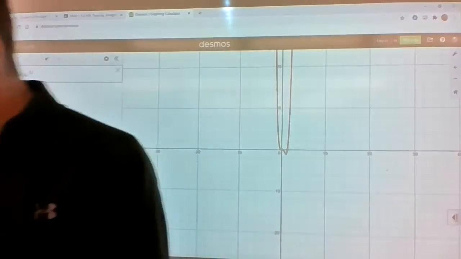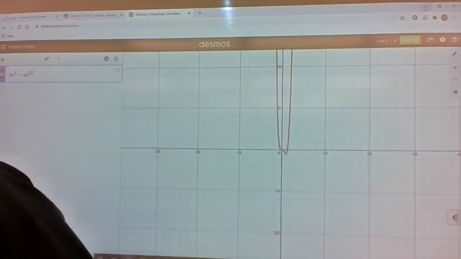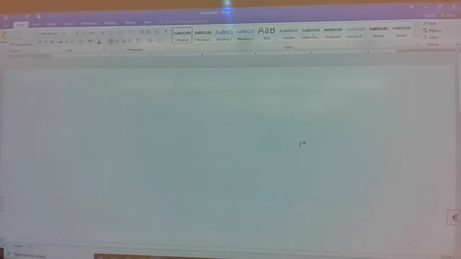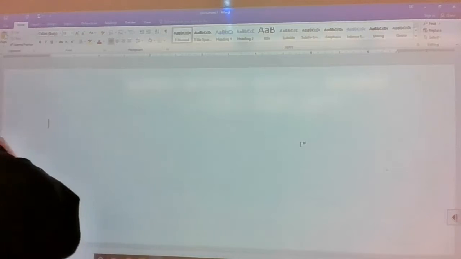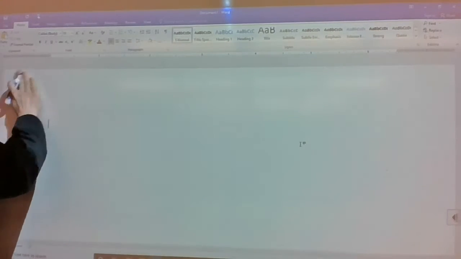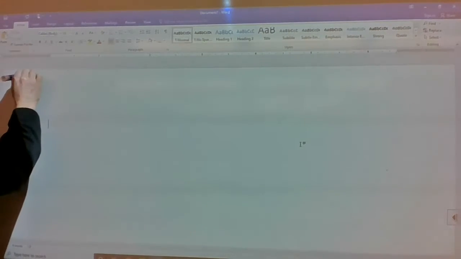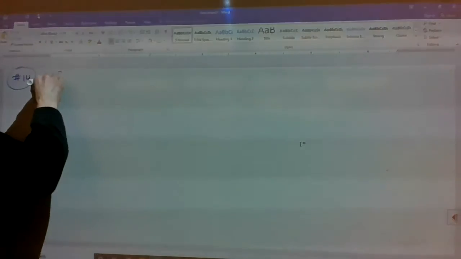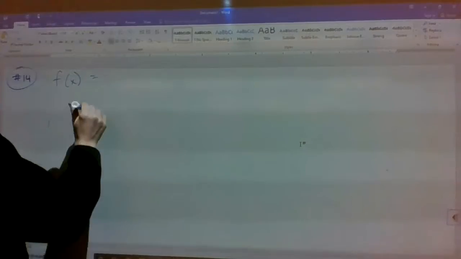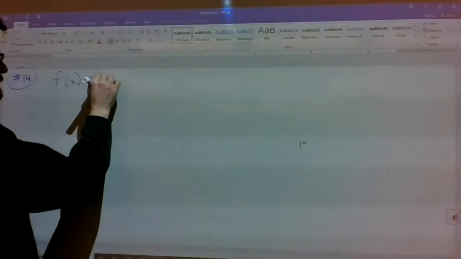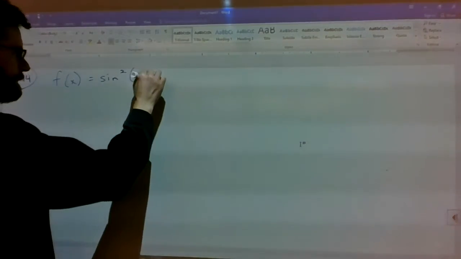Okay, next one. And it's the last one. These kind of take a while to unpack. Number 14, it's a trig one. F of x. I'm just going to assume it's f of x. If it's g of x, don't make a big deal about it.